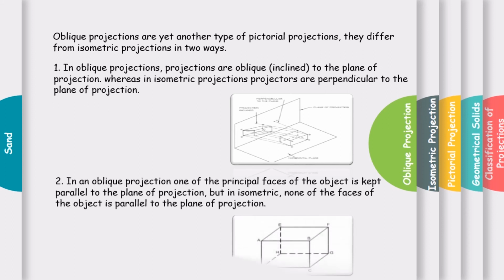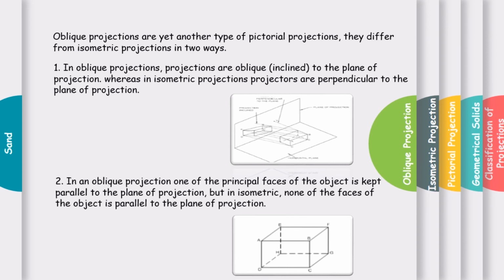In an oblique projection, one of the principal faces of the object is kept parallel to the plane of projection, but in isometric, none of the faces of the object is parallel to the plane of projection, as mentioned below in the picture.